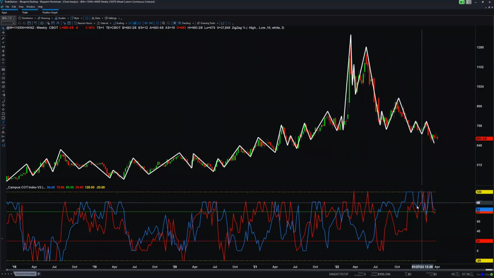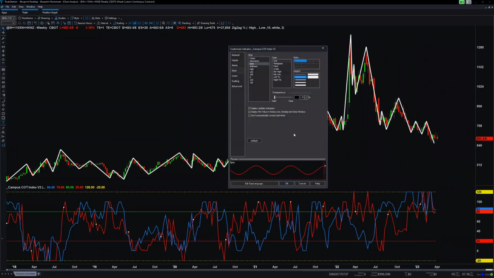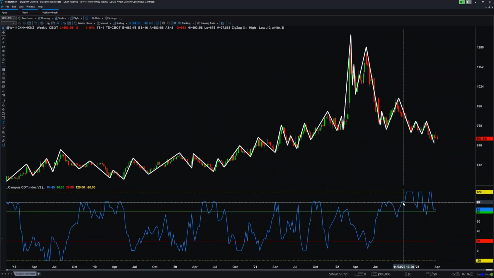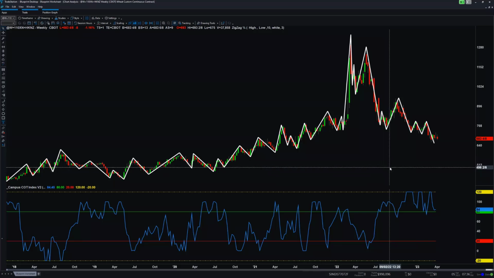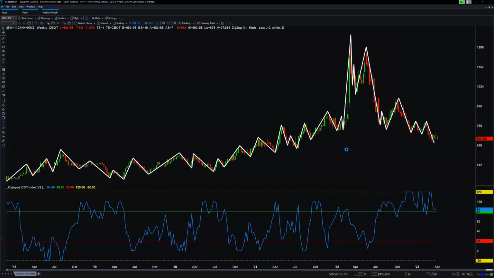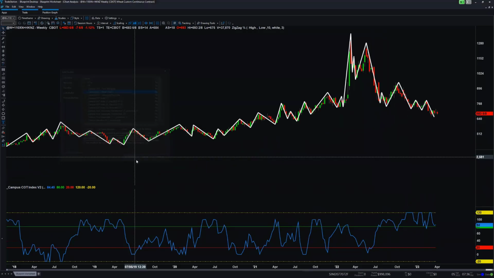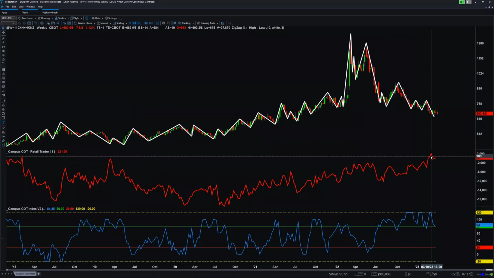So on wheat, we said, well, we really don't need the retailers for wheat, right? So what we would do is double click on this indicator again, go to inputs, and overwrite that as false. Then you would just have the commercials shown here. And if you wanted to see the net positions of the retailers, you would add study, and you have a Campo COT retail trader, which should be there as well. And then you would see the net positions of those retailers.